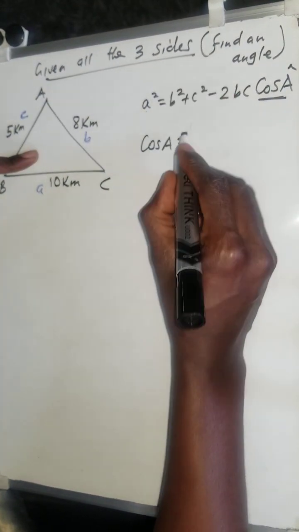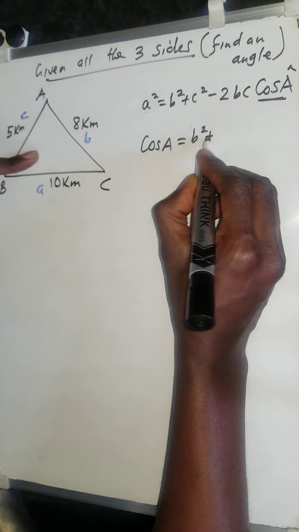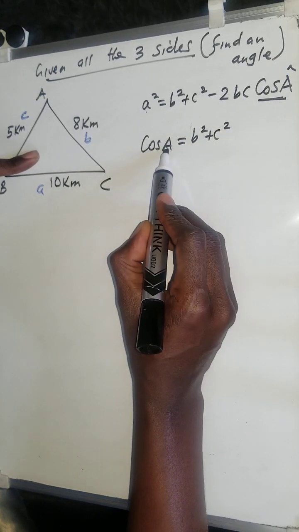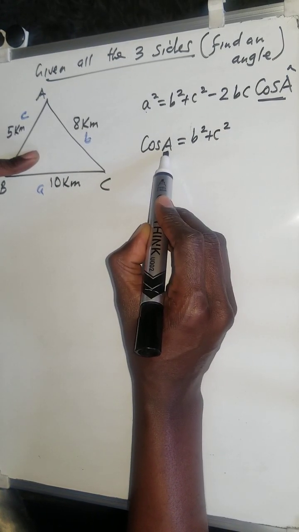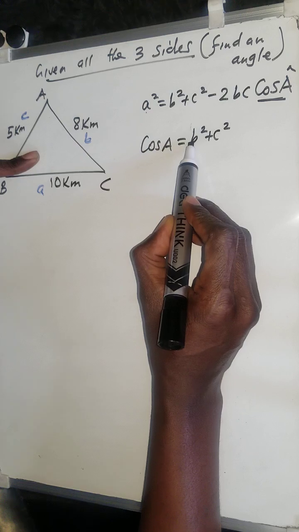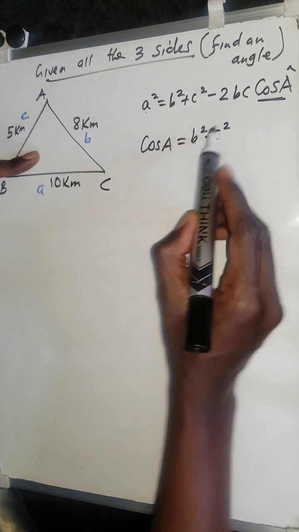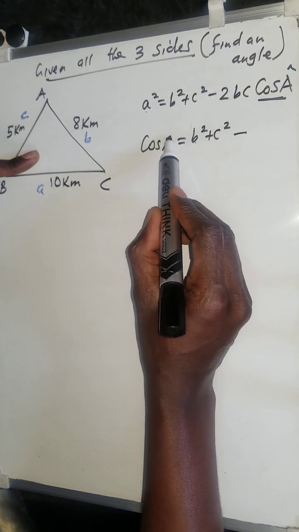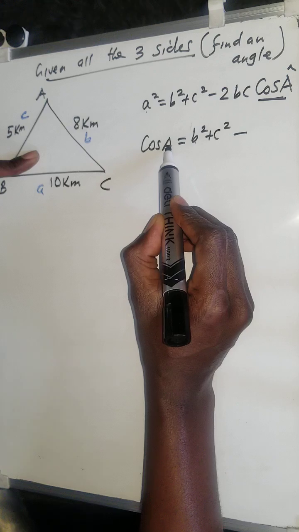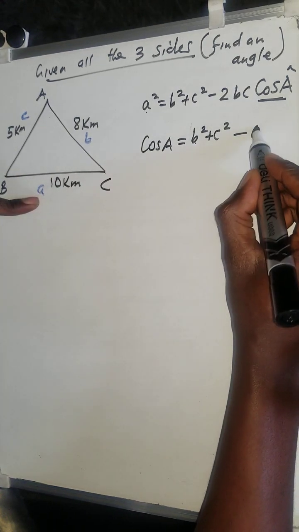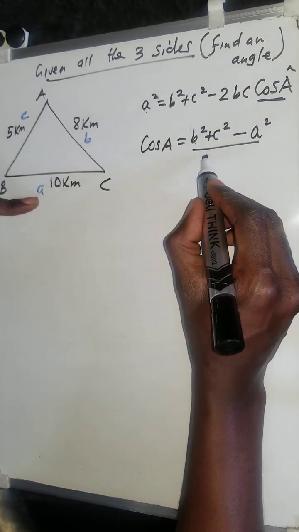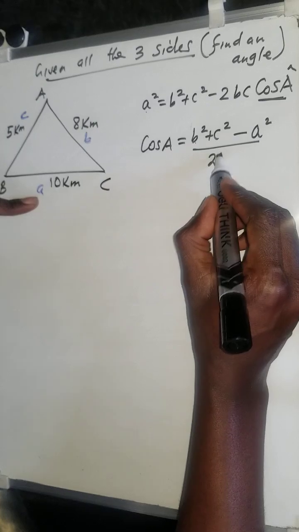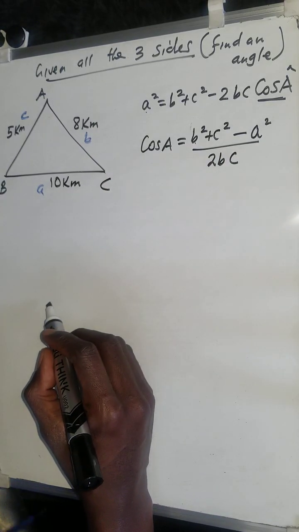So let me show you. It will be B squared plus C squared. Because I'm finding angle A, it is the other sides, which are B and C. So B squared plus C squared minus the smaller side of the angle you're finding, which is A. So minus A squared, you divide by 2BC. That's the way we do it.